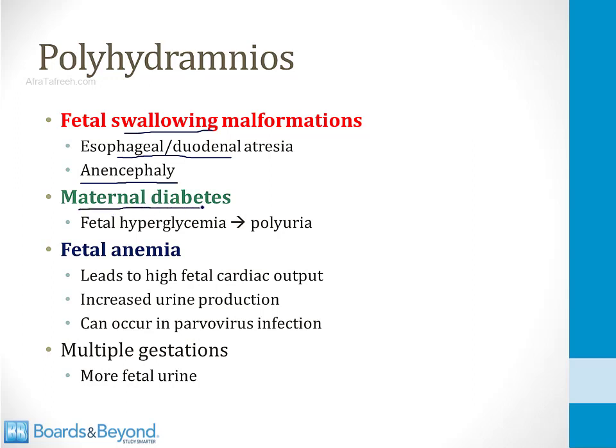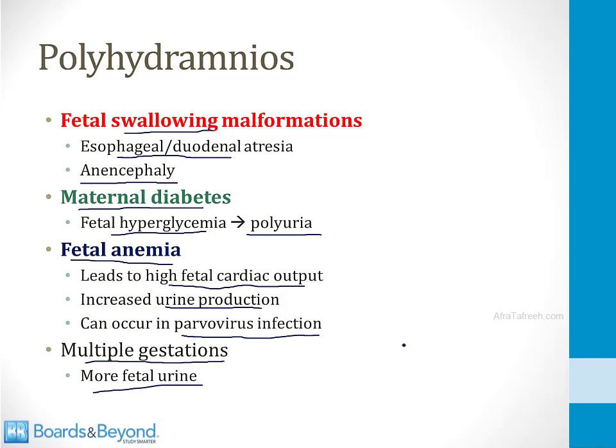If the mother has diabetes in pregnancy, the baby can develop hyperglycemia, and this can lead to polyuria the same way that hyperglycemia in an adult leads to polyuria when adults have poorly controlled diabetes. Fetal anemia is another potential cause of polyhydramnios. This leads to high fetal cardiac output, and thus there is more perfusion of the kidneys and increased urine output. And this classically occurs in parvovirus infection, which I talk about in the video on TORCH infections. And then finally, when a woman has a multiple gestation pregnancy, for example, twins, there are obviously more kidneys producing urine in utero, and therefore there is more fetal urine, and you will see polyhydramnios when you image the abdomen.